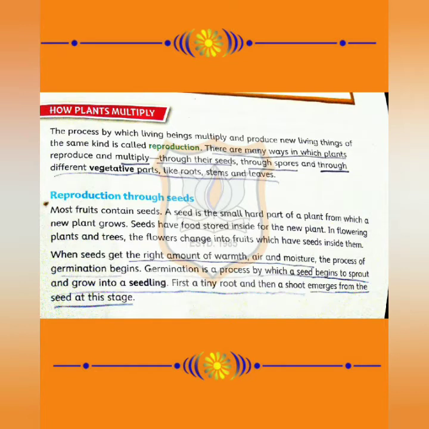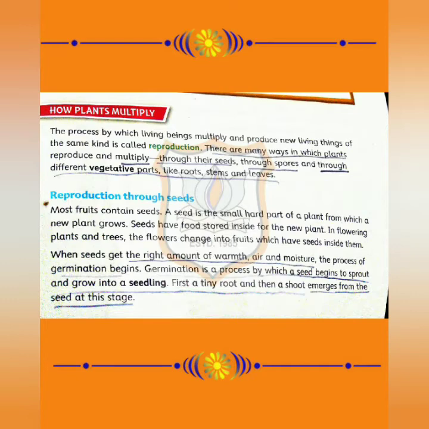In flowering plants and trees, the flowers change into fruits which have seeds inside them. So children, in the plants and trees that have flowers, those flowers change into the fruits which have seeds inside them.